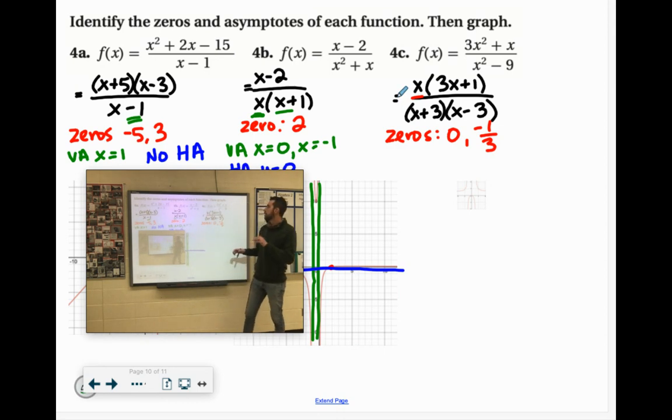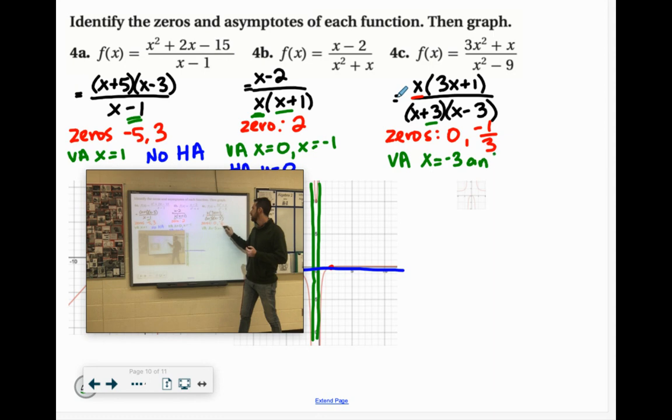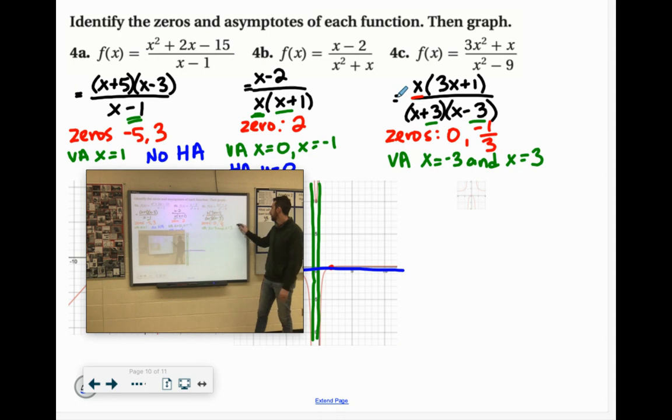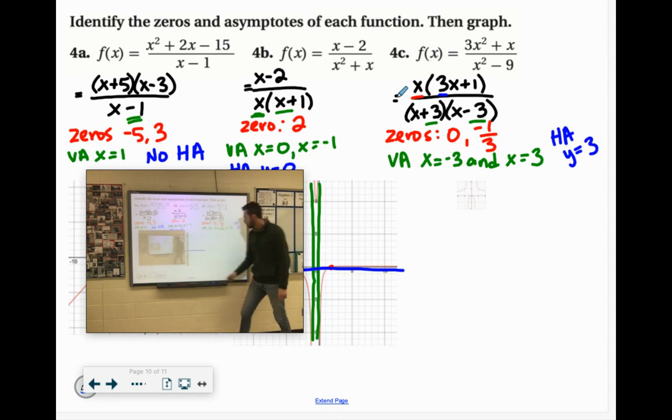All right, as far as the vertical asymptotes go, again, that's the denominator. There's going to be 2 of them. There's going to be one at negative 3 and x minus 3, so x equals positive 3. And then the horizontal asymptote, the last part here. The lead coefficient in the numerator is 3. The lead coefficient in the denominator is 1. So it'd be 3 over 1. So we'd have y equals 3.